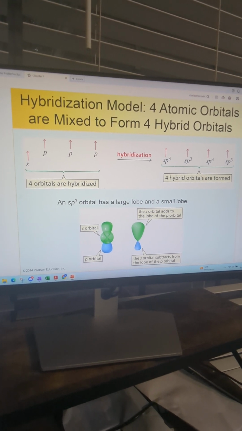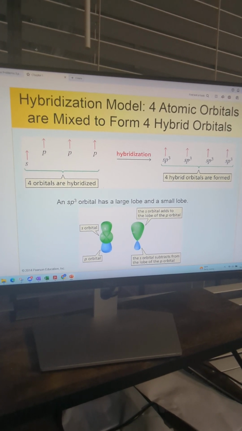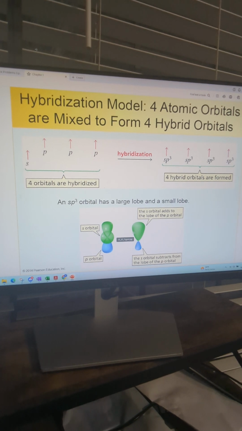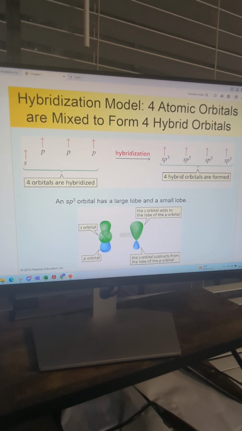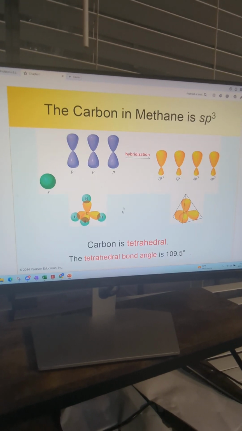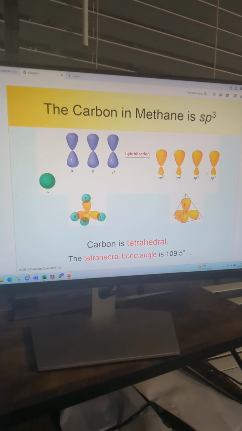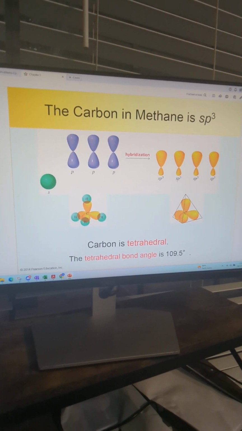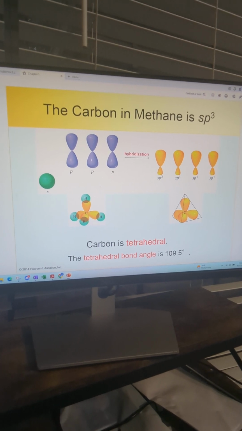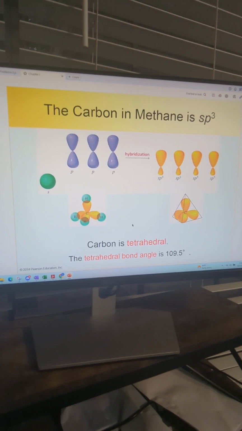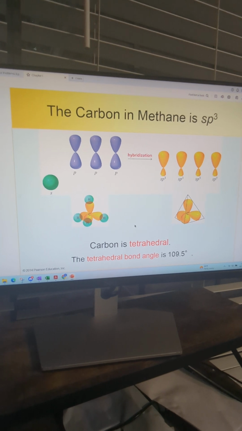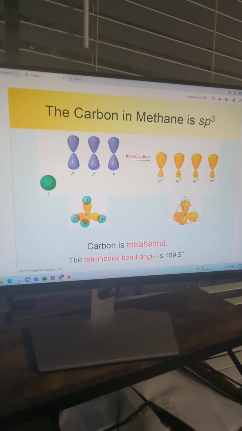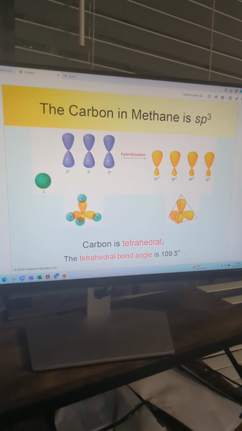It will have one lobe a little bit bigger because it has the s orbital combined with the p orbital. So they're going to look like this. That is the reason carbon has a tetrahedral shape, and whenever it forms single bonds, it's going to have a 109.5 degrees bond angle.